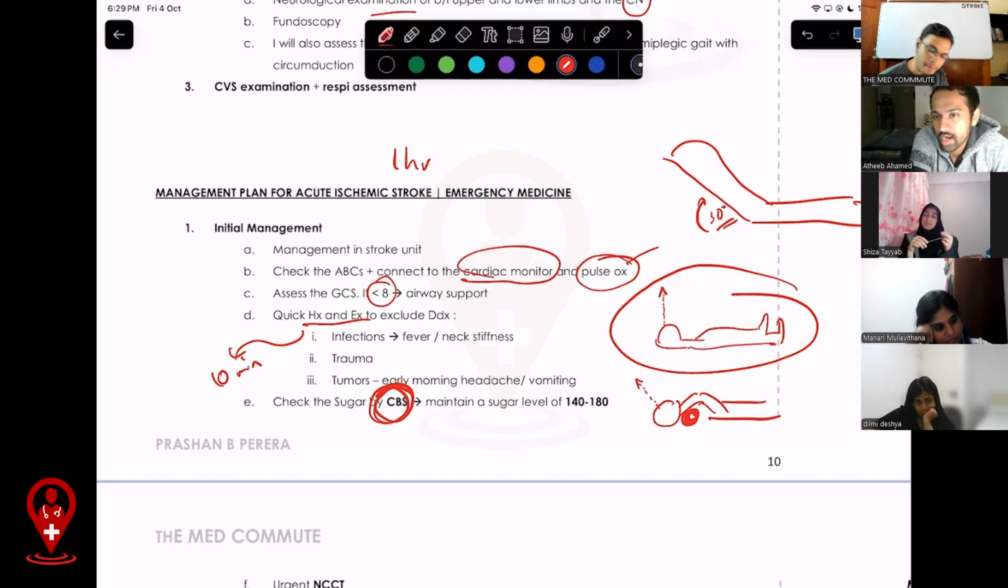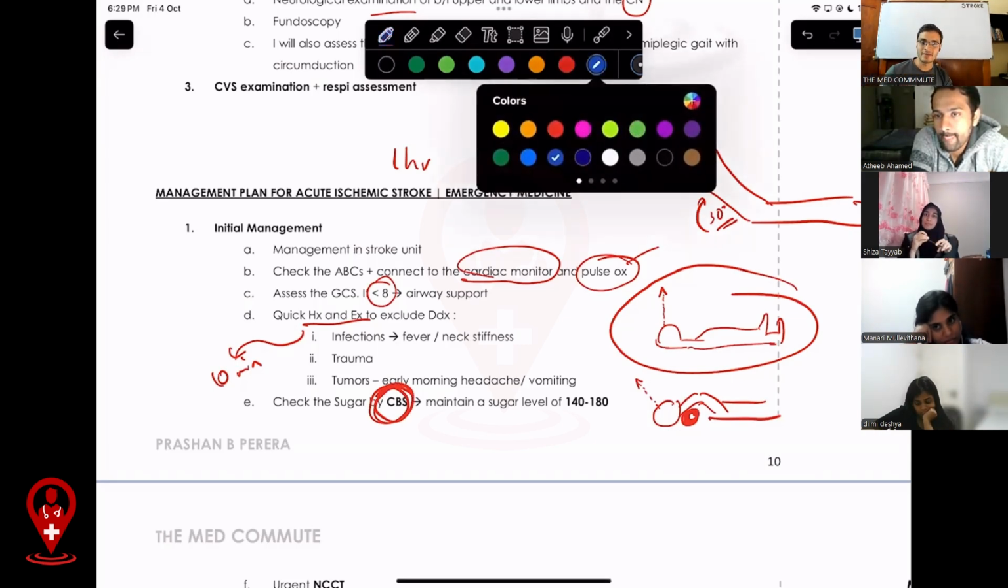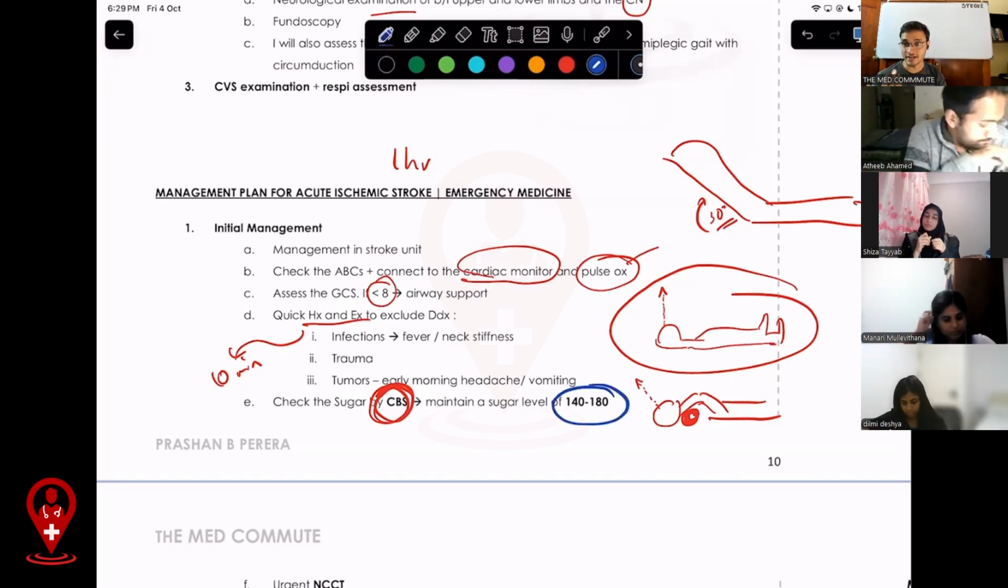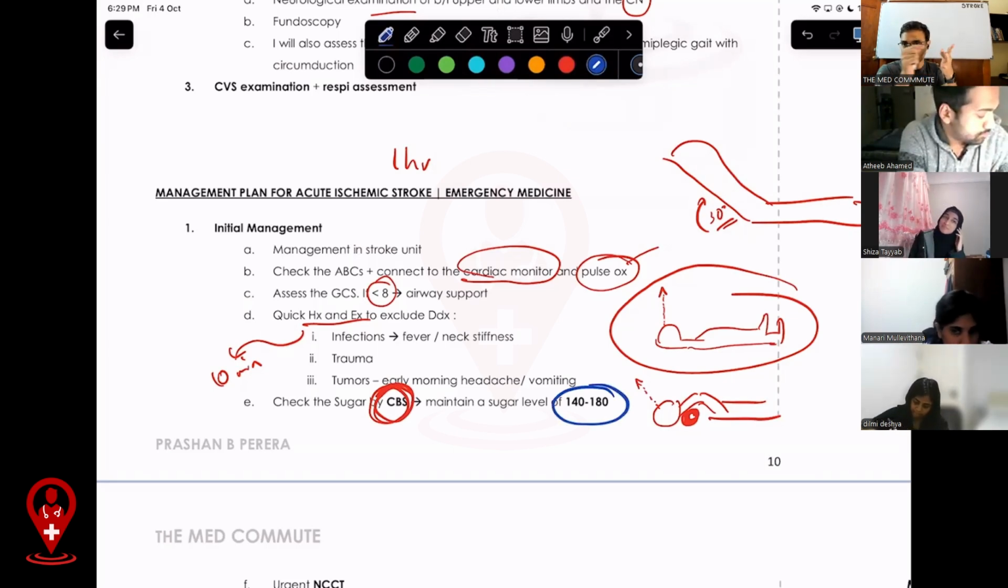The important point here, guys, is that it doesn't matter what the patient's sugar level is. We are measuring a random blood sugar. We don't ask the patient to fast for 2 hours and come, no. The patient is here in an emergency. You check randomly, you quickly prick one of the fingertips, take some blood and check the capillary blood sugar. We want to maintain a blood sugar of 140 to 180.